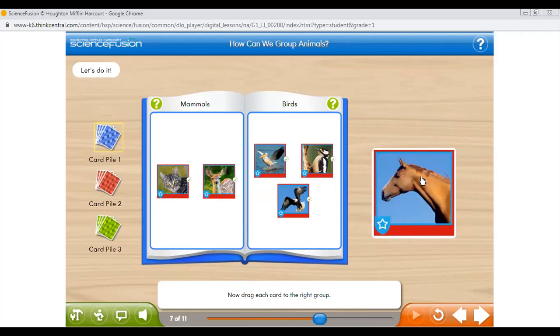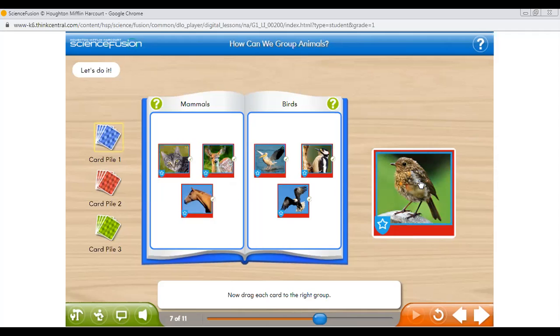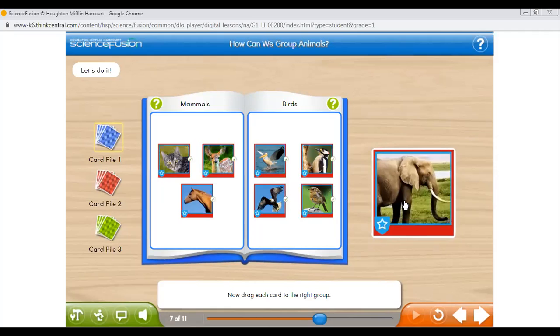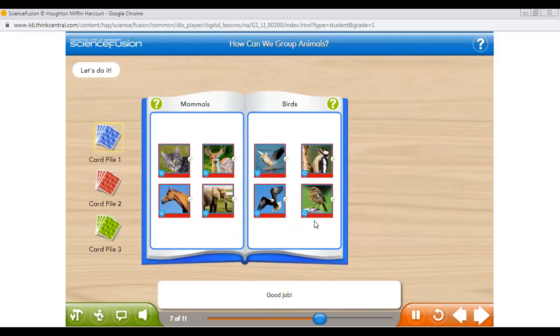Now again, horse. What is the body covering? Look at its body covering. It is a mammal. Again, it is a bird. Again, it is a mammal because it gives birth to the young one. Good job! You sorted all the bird and mammal cards. Now click card pile 2 to continue.